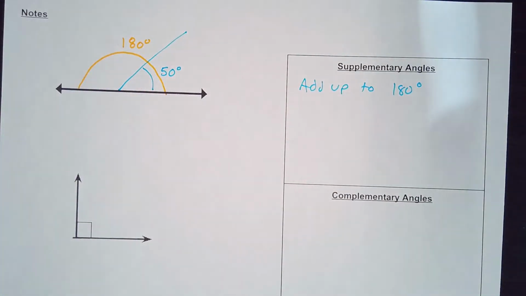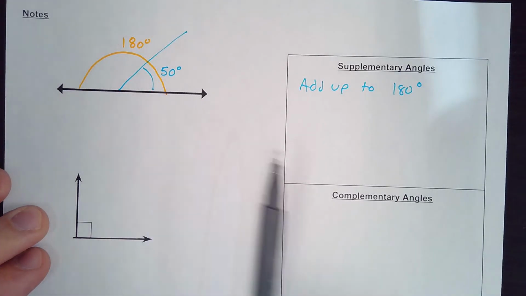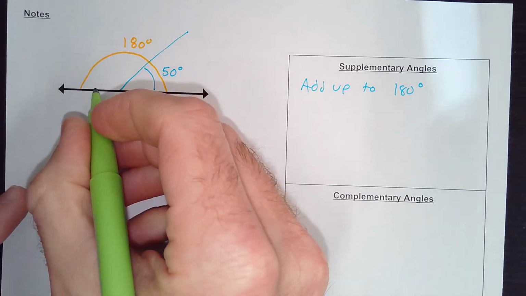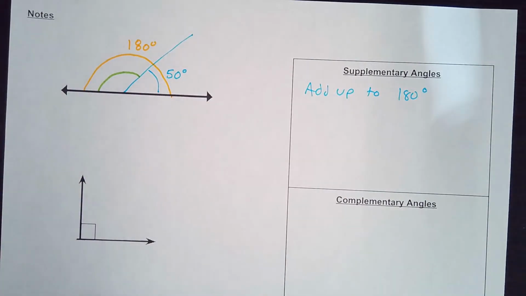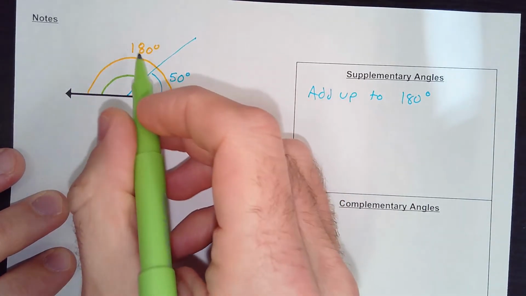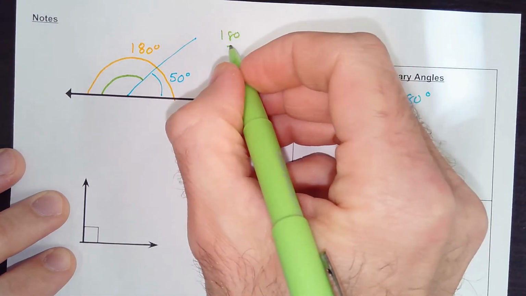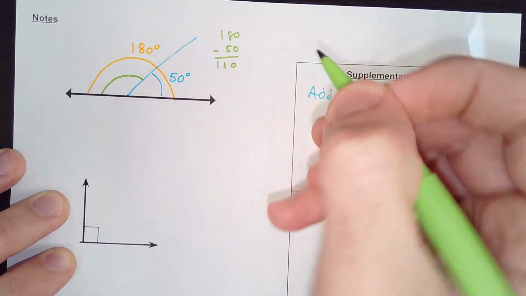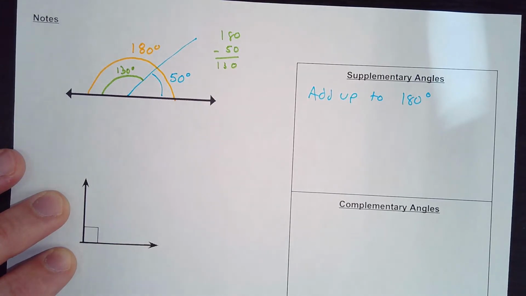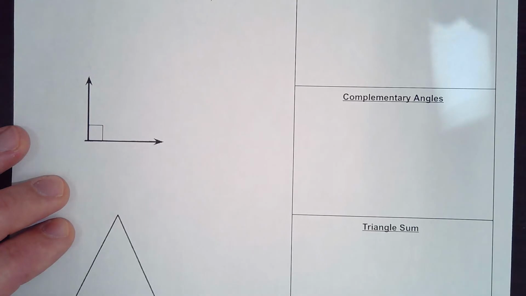So if that whole thing is 180 and this little portion right here is 50, what does that leave us with for this other part here? What would this angle have to be? Well, if this is 50, the whole thing's 180, that leaves us 180 minus 50, 130 degrees for that angle. So that would be how we use it, and what a supplementary angle is: adds up to 180 degrees.